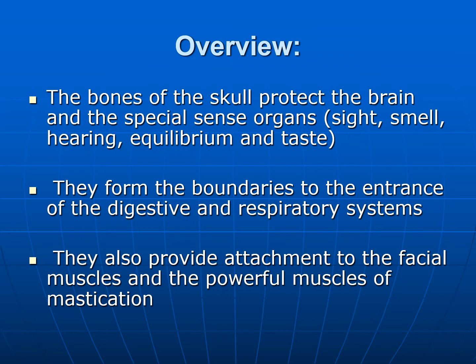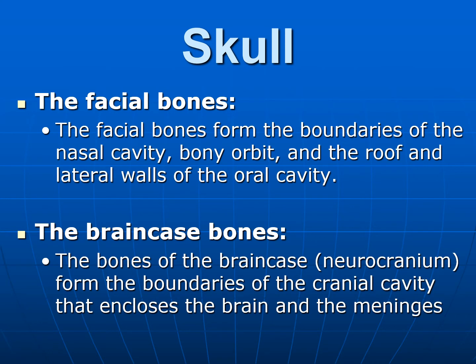Also, skull bones provide the attachment to the facial muscles, and also we have the powerful muscles of mastication. So we have three functions: protection, setting the boundaries, and finally providing the attachment for the muscles. Usually the skull bone is divided into two types. We have the facial bones and we have the brain case bones. The other name for the brain case bones is the neurocranium.